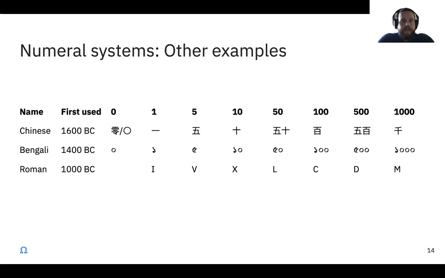Yes, here are a couple of other examples of numeral systems. This is pretty much to illustrate that old civilizations around the world did have their numeral systems, different ones, and that the need for having numbers was universal across the world.